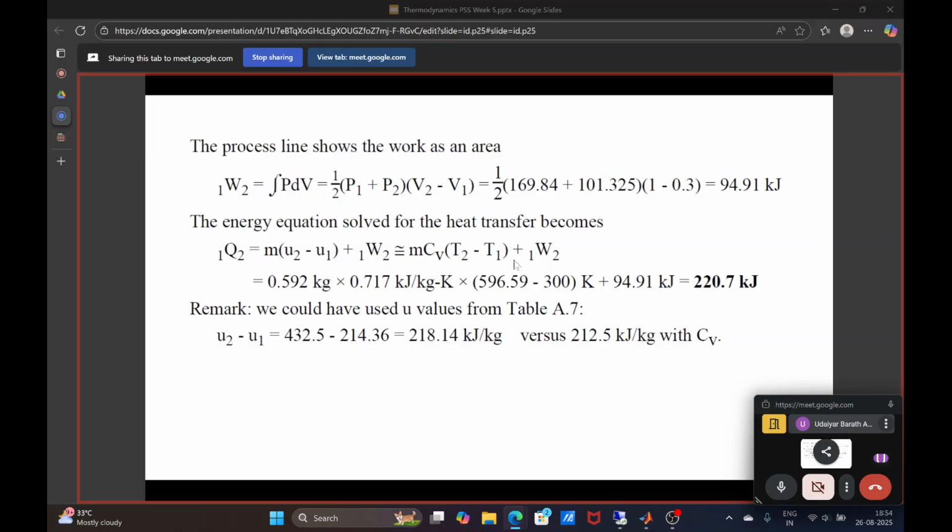The other way around is we can estimate the internal energies from the table charts for air. That will also give you the change in internal energy to be 218.14 kilojoule per kg. Comparing this with our calculation, it comes out to be 212.5 kilojoule per kg. So there is not much change, but this is with the assumption that it's an ideal gas and perfect gas and so on.